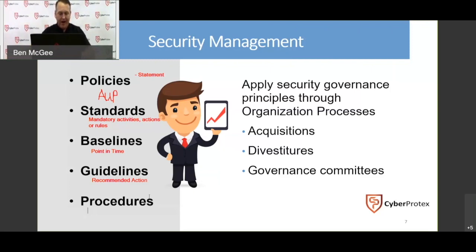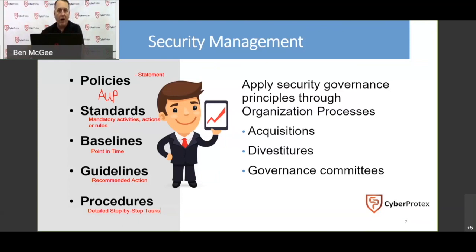So procedure, lastly, here is a detailed step-by-step that enumerates different tasks that need to be accomplished in order to achieve a certain goal. And that's really the gist of what we need to look for whenever we're going through and managing security. Some of these things that we have over on the right-hand side, you may have heard of.